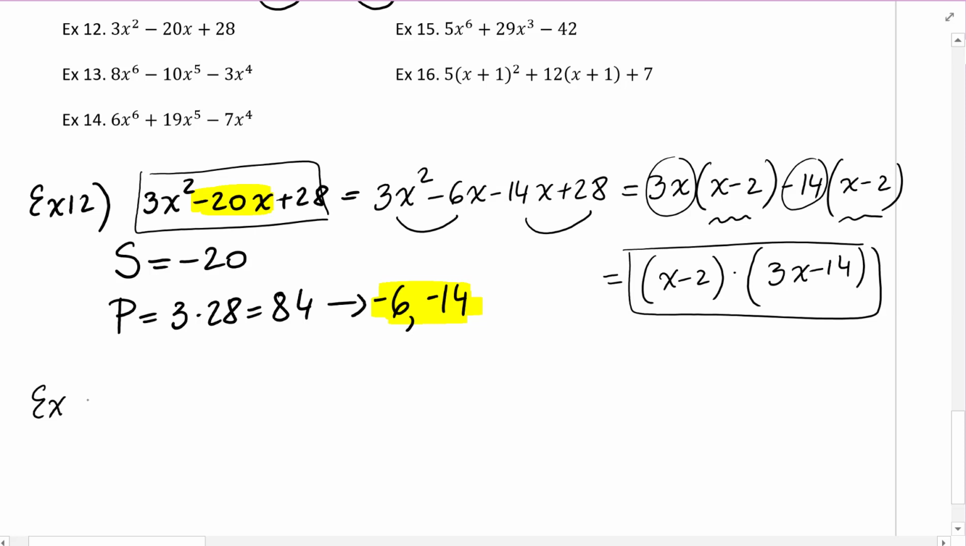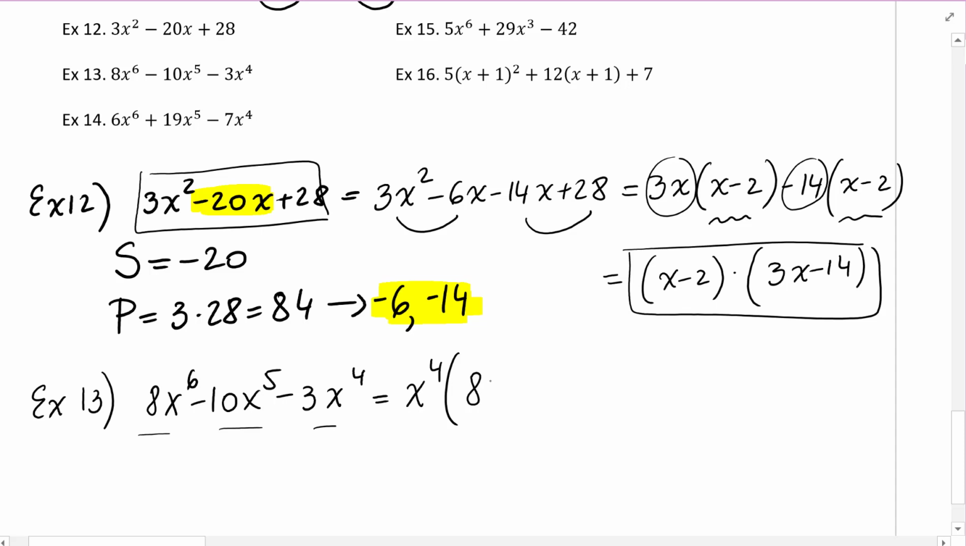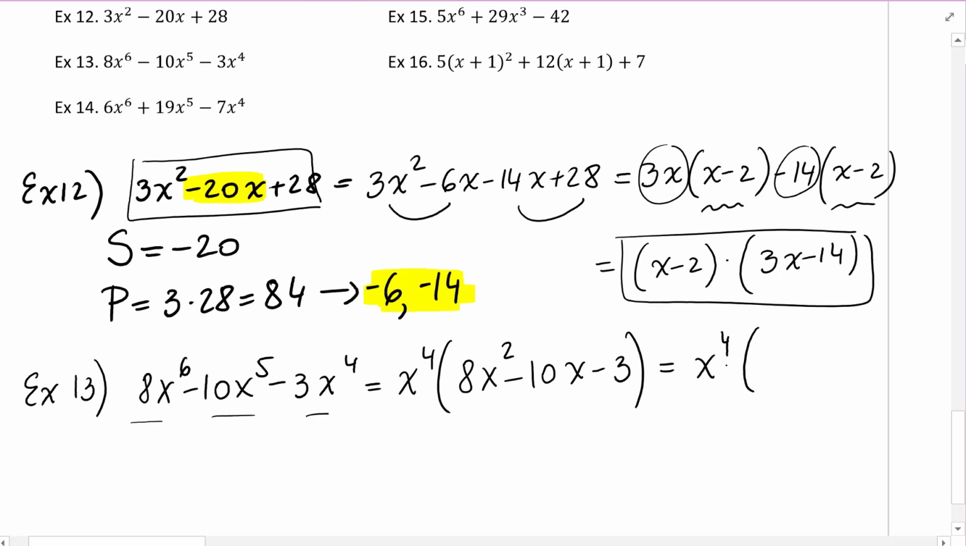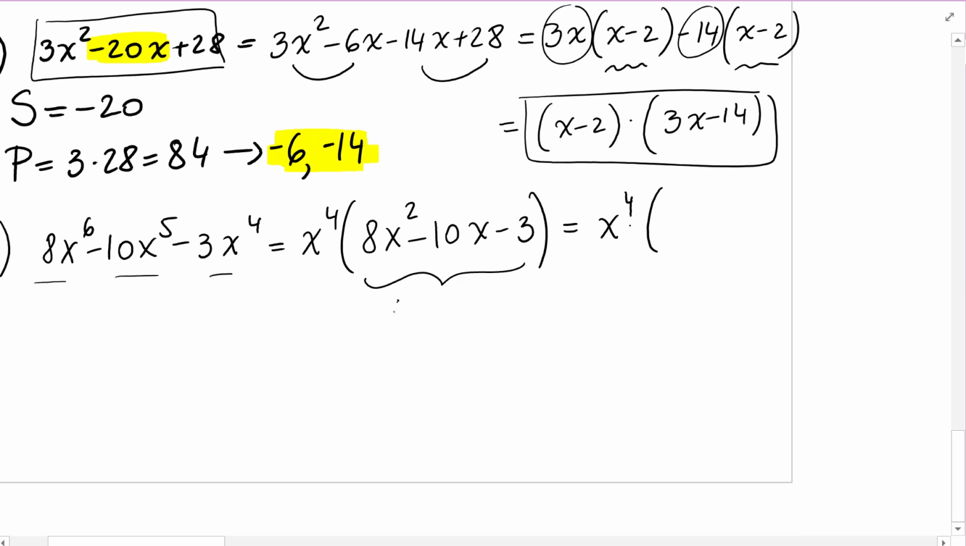Let's do another one. Example 13. So 8x to the 6th minus 10x to the 5th minus 3x to the 4th. So again, we notice that there is a common factor between all of them, which is x to the 4th. And we end up with 8x to the 2nd minus 10x minus 3. So x to the 4th is a factor that we are going to carry with us, but we can factor out this trinomial by looking for two numbers that have the sum negative 10 and the product 8 times negative 3, which is negative 24.